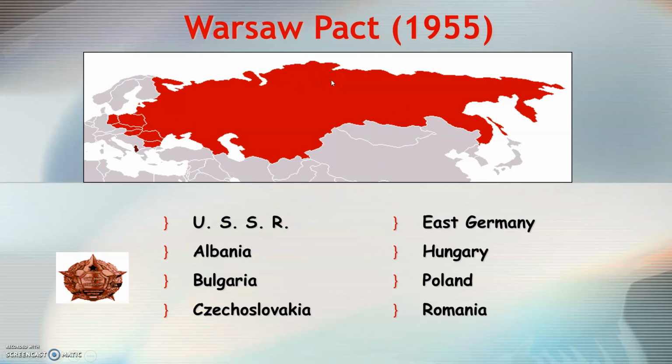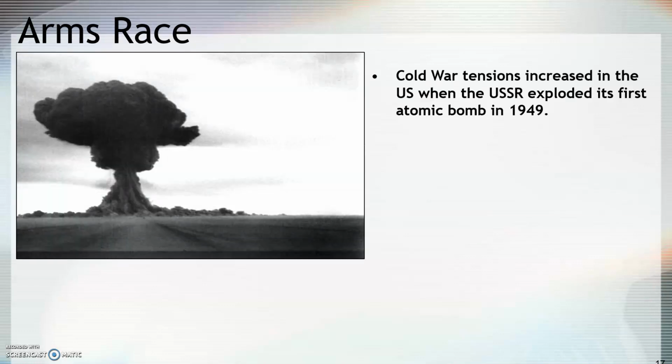So now the lines have been drawn. We have the two major players, NATO against the Warsaw Pact, democracy and capitalism versus communism and socialism. So how do we see that play out? Well, we have the arms race, which I mentioned earlier, which is a very important part of the Cold War.